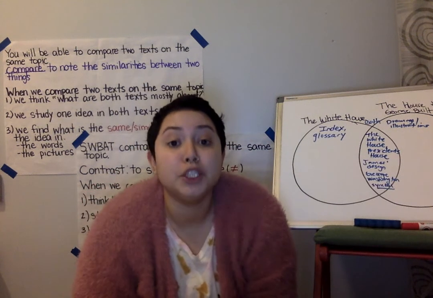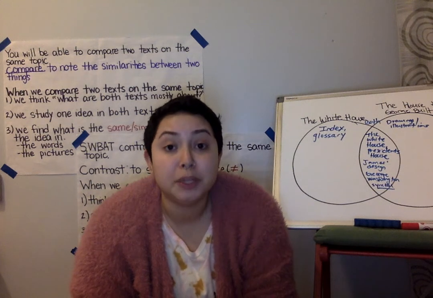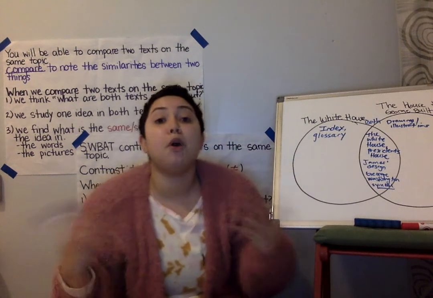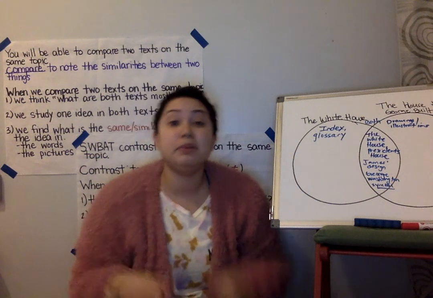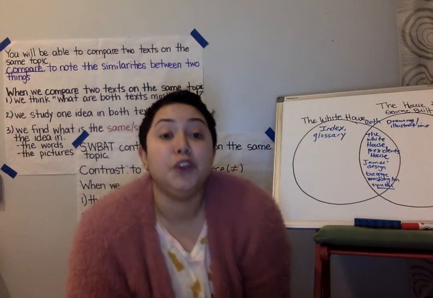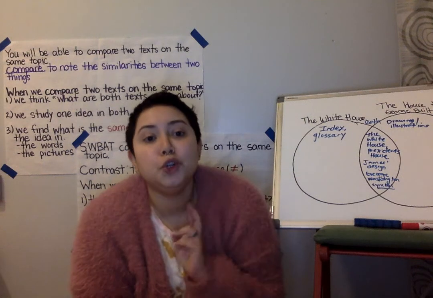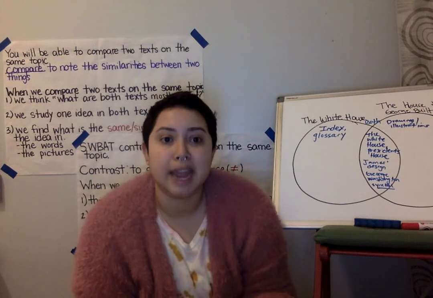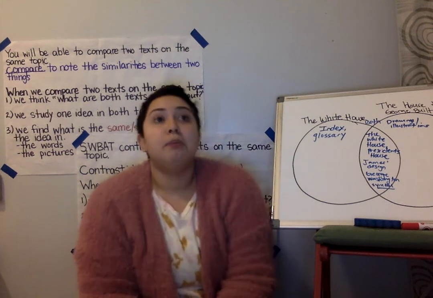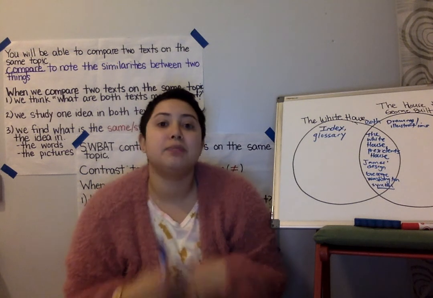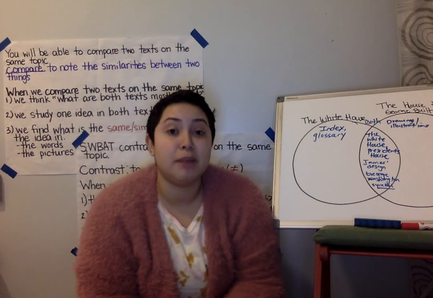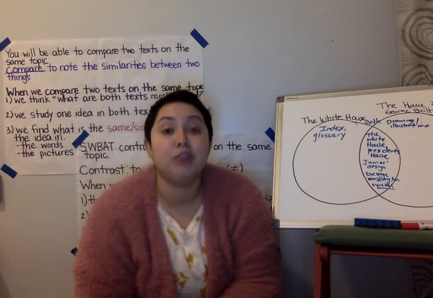Now, what you can do at home is you can finish filling up this Venn diagram if you remember both texts, or find videos of me reading both texts and fill out this Venn diagram. But if you want, you can also find two books at home that are the same or similar, like books about animals, books about cars, books about anything that you have at home, and you can make your very own Venn diagram and talk about how those things are the same and those are different.